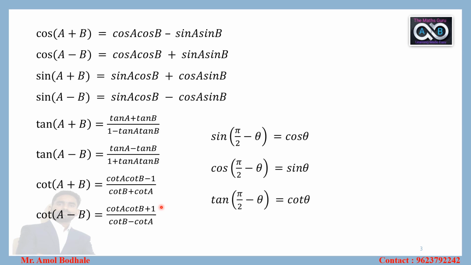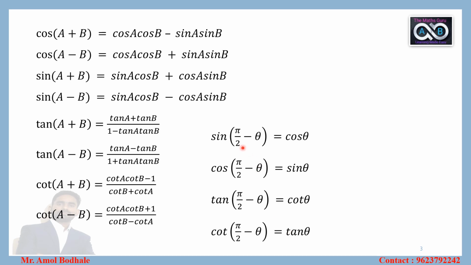Now we have seen some allied angle formulas, that is sine of 90 minus theta, cos of 90 minus theta, tan of 90 minus theta, and cot of 90 minus theta. So always remember, whenever we are taking 90 minus theta, then the functions will be changed. How will the function be changed? Sine by cos, cos by sine, tan by cot, and cot by tan. Similarly, sec by cosec, cosec by sec.